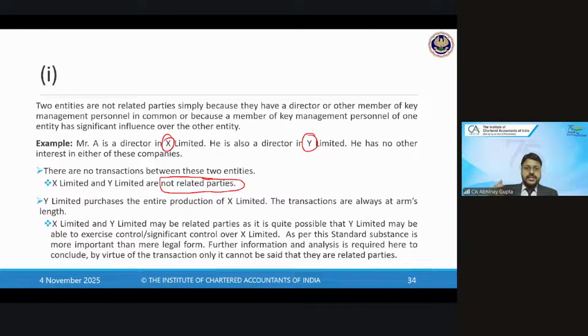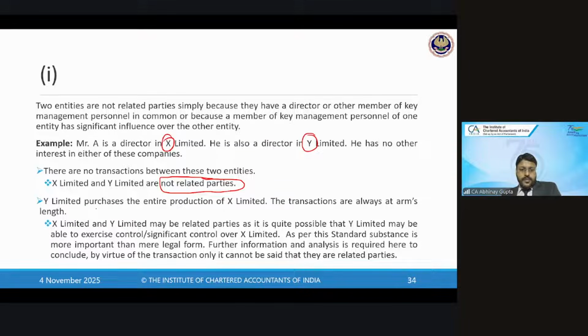So the standard is just to avoid any confusion, or you going overboard and identifying every other company having a common director as a related party. The standard is saying no, this is not a related party, so don't consider them. By virtue of having a common director or common KMP, two companies are not related, correct?